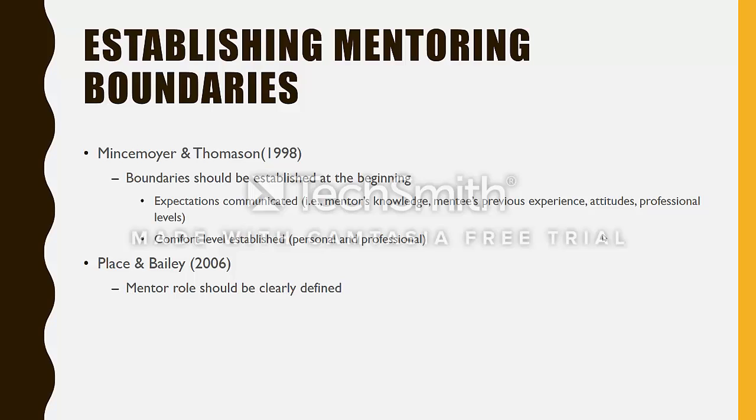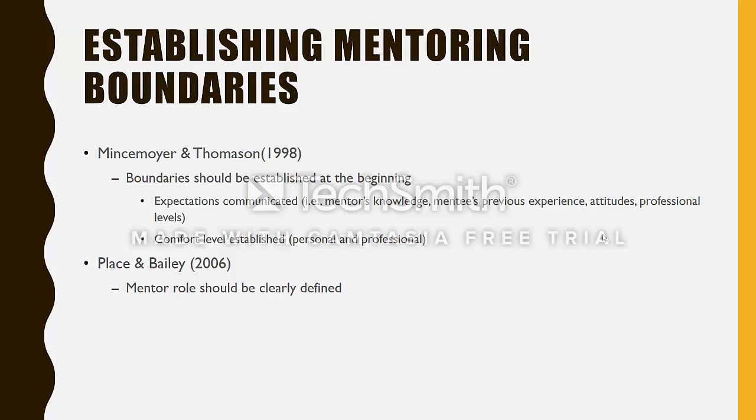It's also important to establish boundaries, really, for both the mentor and the mentee, in the context of the mentoring relationship. And what Mintzmoyer and Thomason found in their research back in 1998 is that the best time to establish those boundaries is at the beginning of the mentoring relationship. So definitely stage one, if not stage two. So, as you are establishing the mentoring agreement with your mentor in the last couple of weeks of this course, you might want to go ahead and start to communicate with your mentor about your expectations as a mentee.